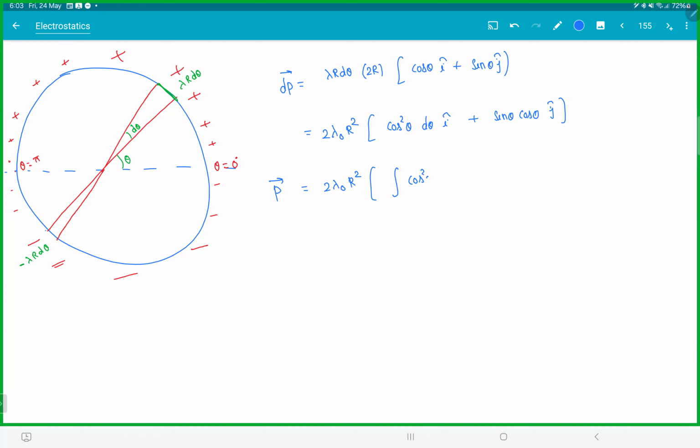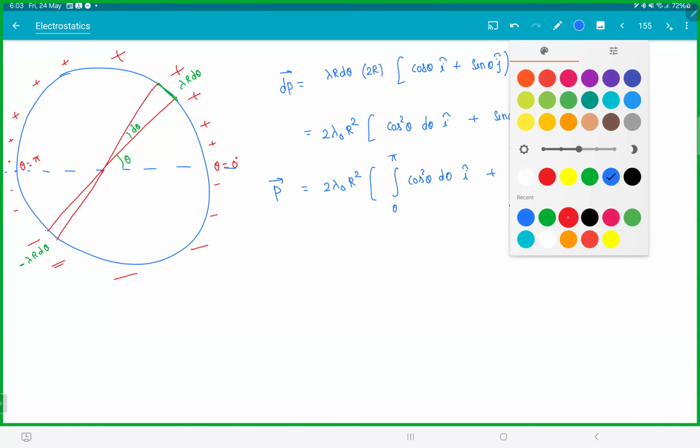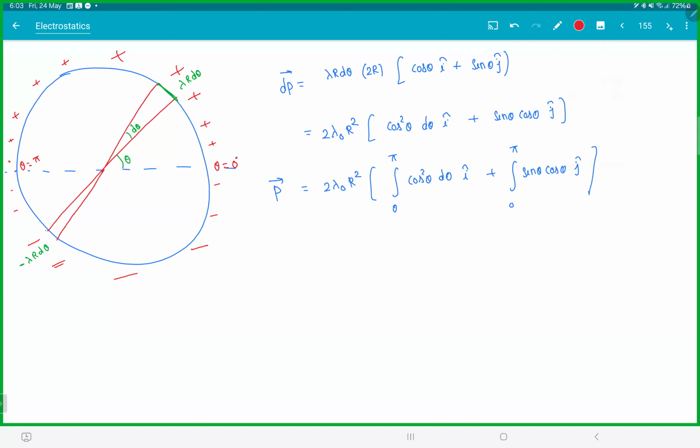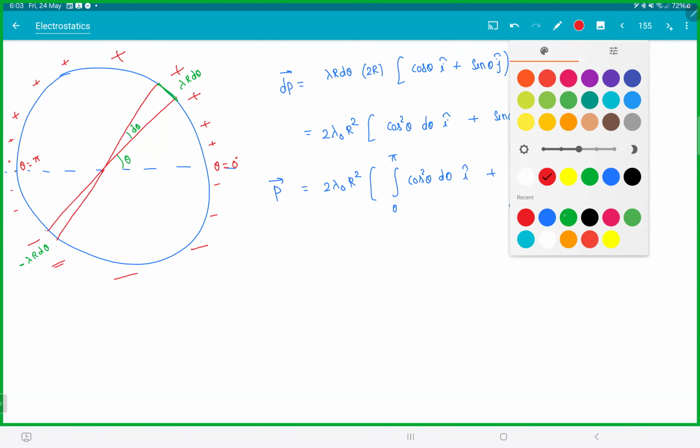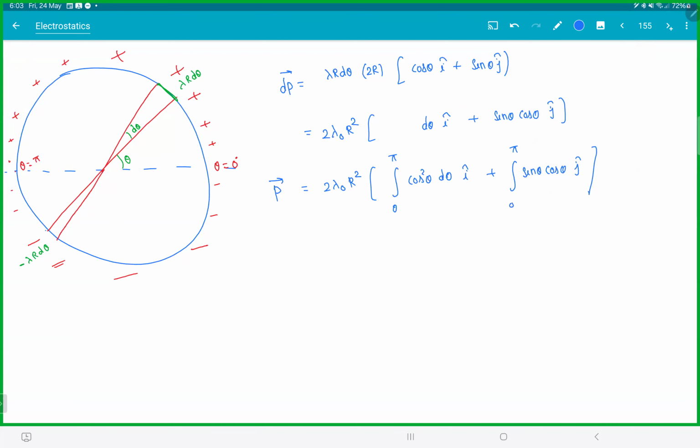So integral cos square theta d theta i cap, this would be from 0 to pi. This would be sine theta cos theta j cap, 0 to pi. That actually becomes sine 2 theta, that I think will be cos 2 theta. So this term will be 0. Yeah, that term will not be 0. Lambda not sine theta or lambda not cos theta? Sine theta na. So sine square theta or sine theta.